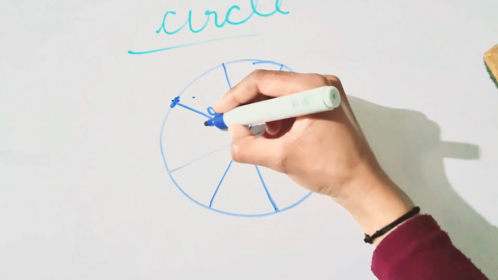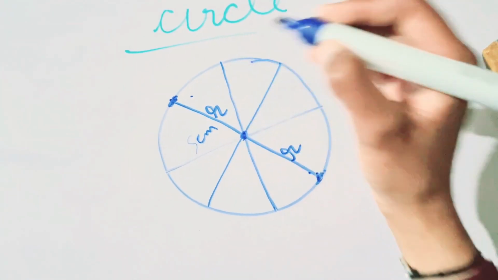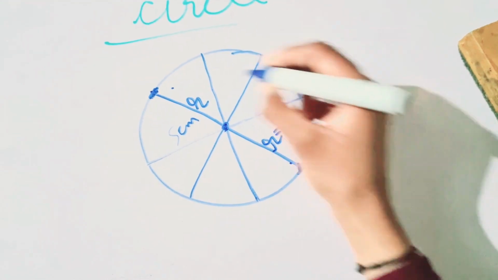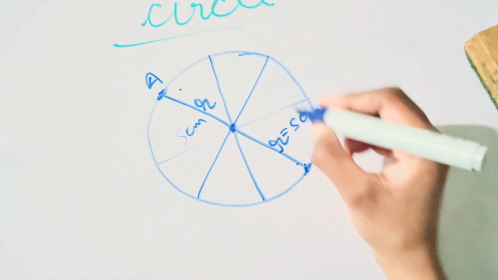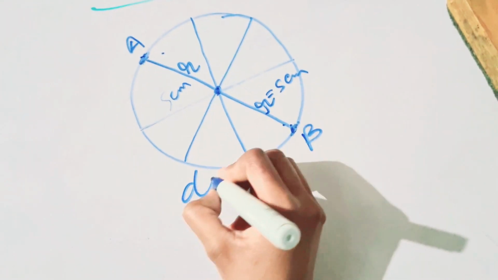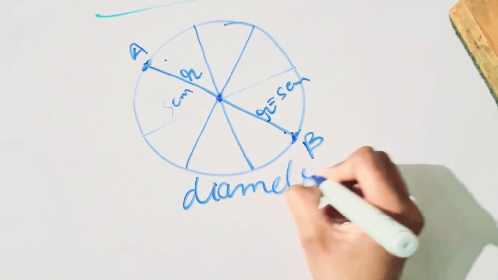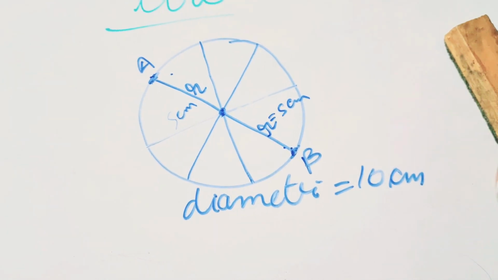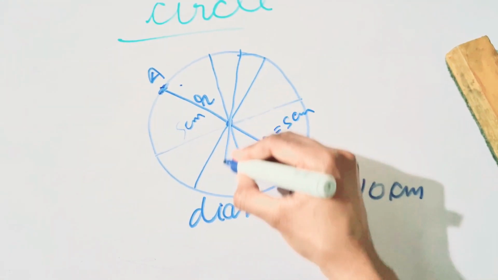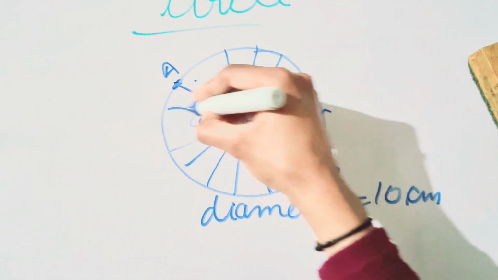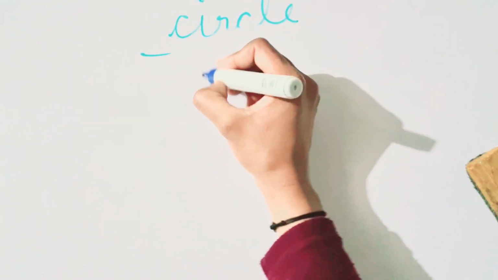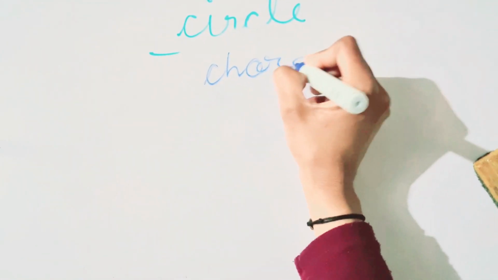If the radius is 5 centimeter, this is also 5 centimeter, then the diameter from A to B, suppose this is point A and this is B, is 10. This is called diameter. And any circle may have an infinite number of diameters. Next term is chord.